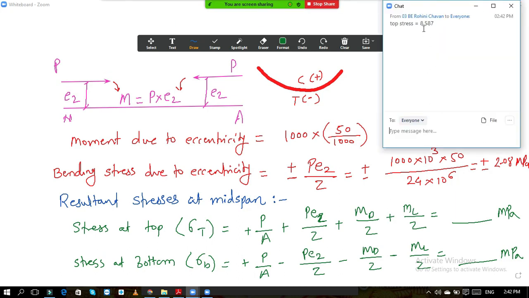Top stress is 8.58. Okay, and what is the stress at bottom? Minus 0.25. So it is minus 0.25. Okay, so these are the resultant stresses at the midspan section. Now next, resultant stresses at end section.